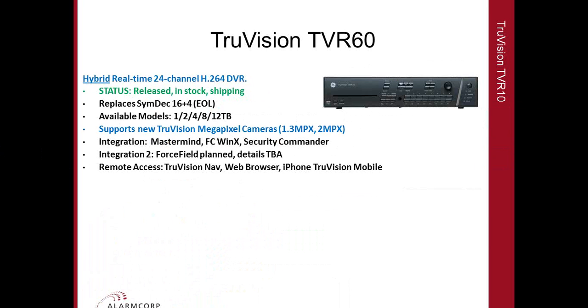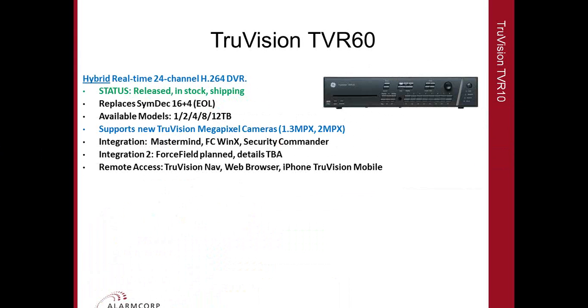Next, we have the TruVision TVR60. Now, this is the flagship of the TruVision line. Unlike the other recorders that we've discussed up until now, the TVR60 is a hybrid recorder. It can record both analog cameras and IP cameras, and total number of channels is up to 24 channels. It is released, it is in stock, and it is shipping, and it has again proven to be a very popular product. Now, the TVR60 is effectively a replacement for the SIMDEC product.